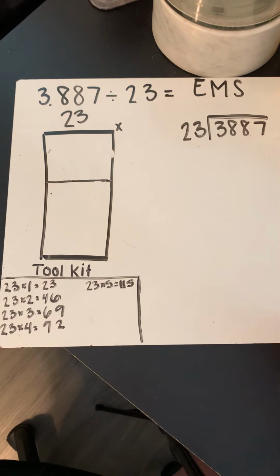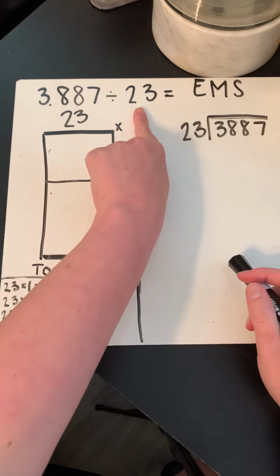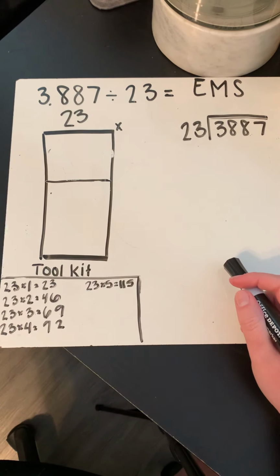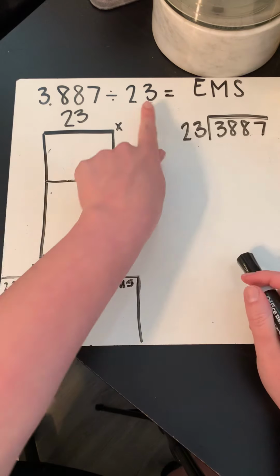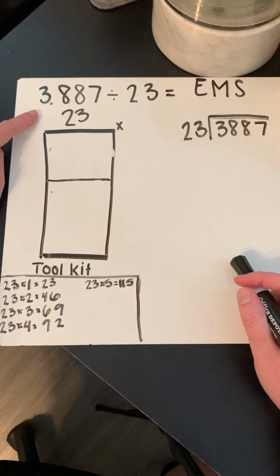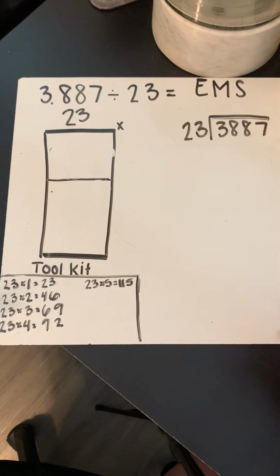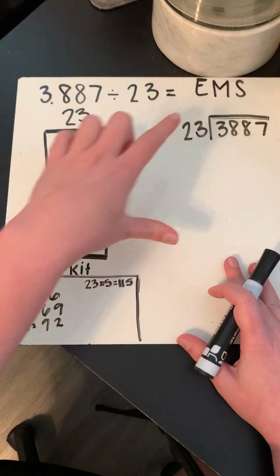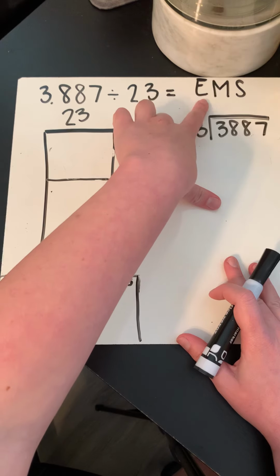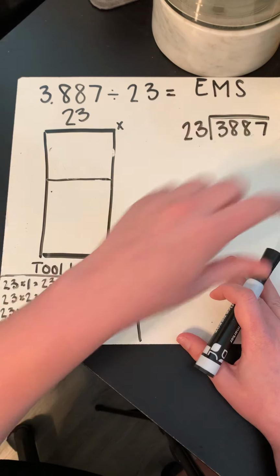So this week we're continuing to practice division. Monday and Tuesday you practice with a single digit divisor. You'll notice that today's and tomorrow's are going to be 2 digits. So we have 3,887 divided by 23. I've already set up my problem, so I've written my division steps, M&Ms, estimate, multiply, subtract.